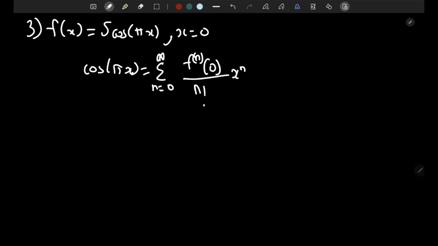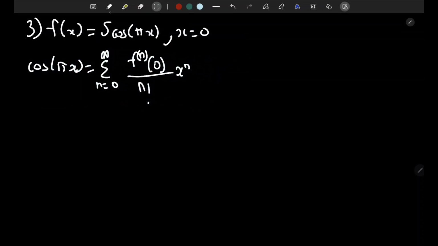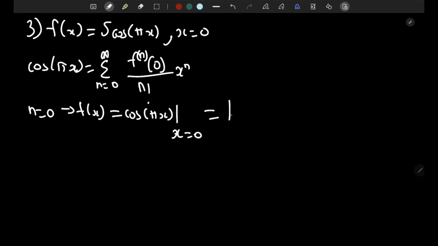So let's first now find the derivatives for f of n. The first one, when n is equal to 0, we have f of x is equal to cosine of pi x evaluated at x is equal to 0, which is equal to 1. Now when n is equal to 1, we need to find f prime of x, which is going to be equal to negative pi sine of pi x at x is equal to 0. This will give us 0.